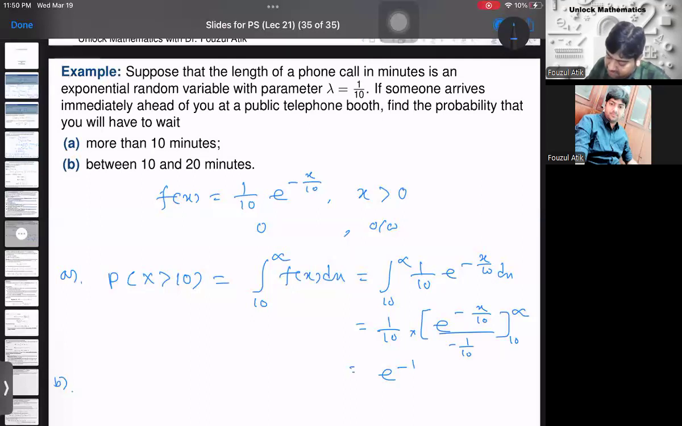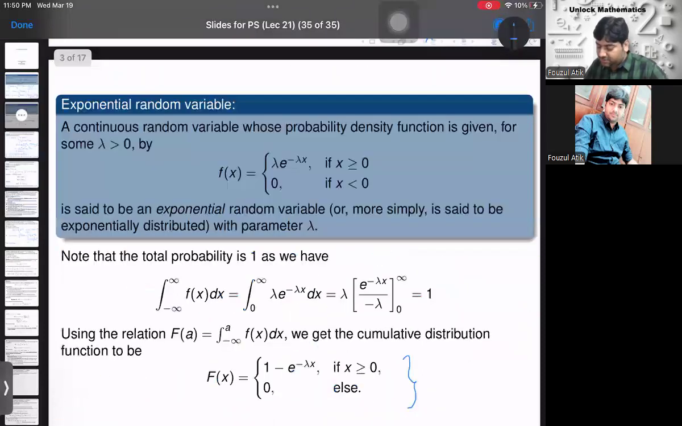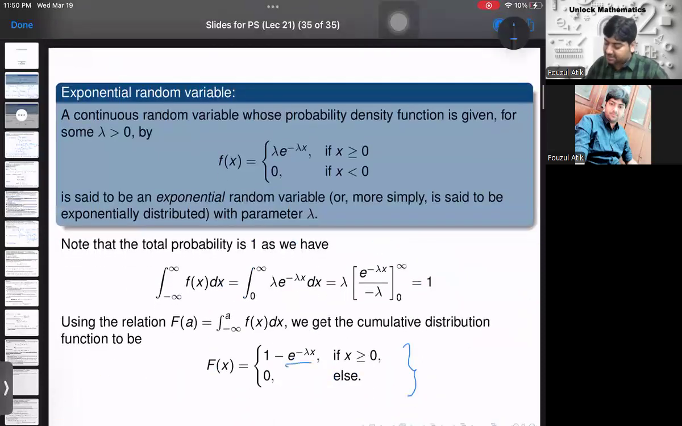Then part B is the probability of 10 less than x less than 20. So you can do this one as well, the integral from 10 to 20 of f(x) dx, but you have your cumulative distribution function also, right? Because we know that the cumulative distribution function is what? 1 minus e to the power minus lambda x. If you remember, we have already calculated the cumulative distribution function, right? So where is that? Yes, 1 minus e to the power minus lambda x whenever x is greater than or equal to 0. We can apply that one.